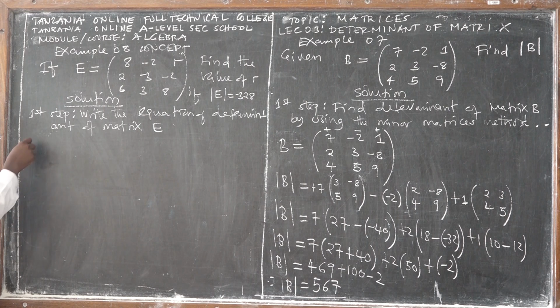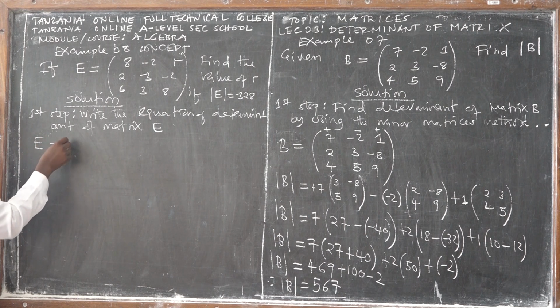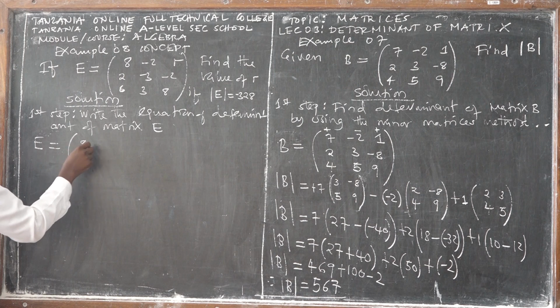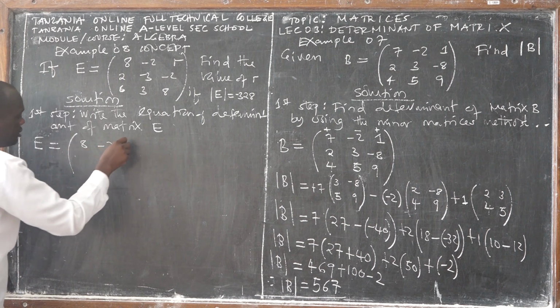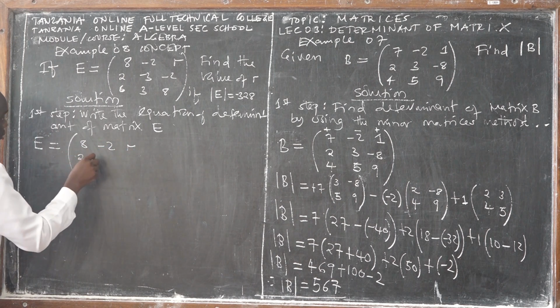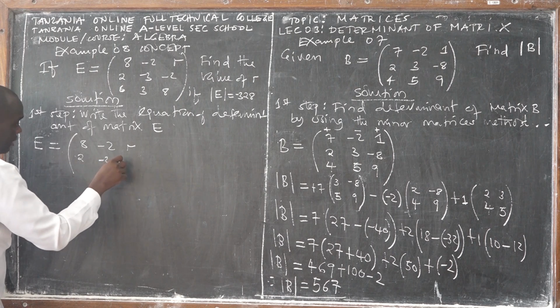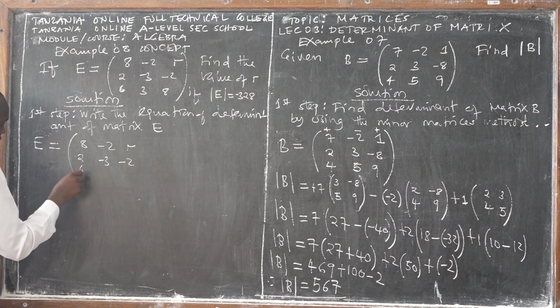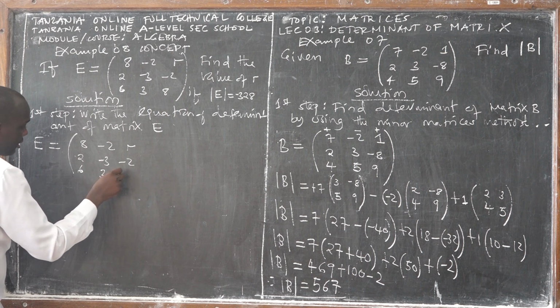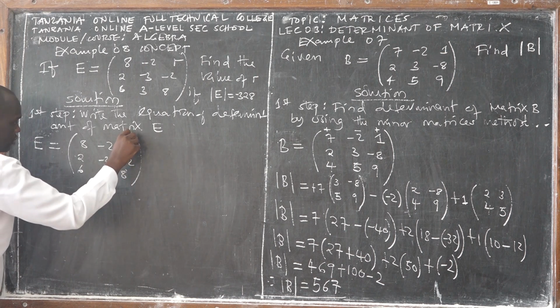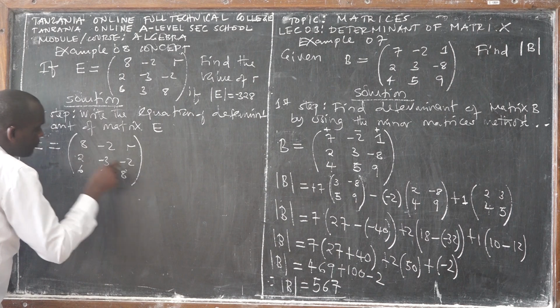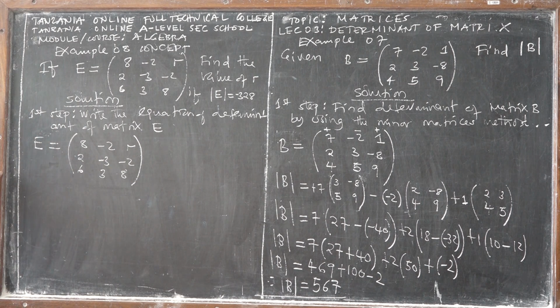So what is the equation? You'll be given a matrix E, then its elements are 8, -2, R. Then 2, -3, -2. 6, 3, 8. So we have to introduce positive and negative signs to the elements of the first row.